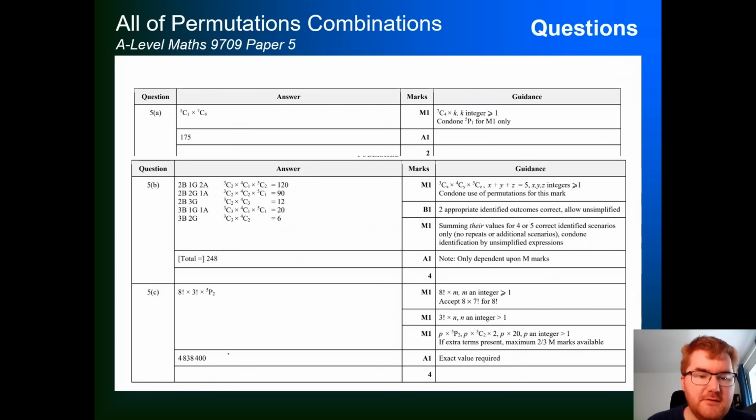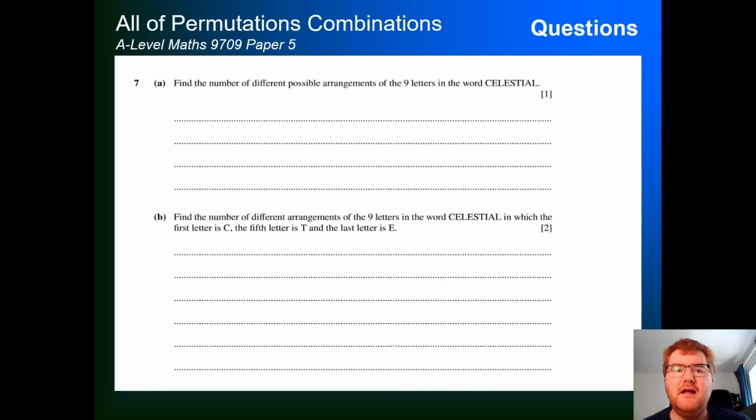So you can have a look through the mark scheme and see how we have worked these different things out. C is definitely a tricky question. If you're finding this topic challenging, then focusing on A and B will give you most of the marks for these kinds of questions. Okay, on to our next question here.